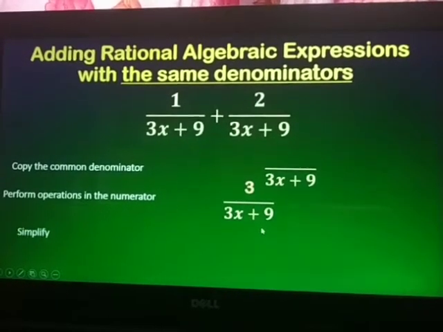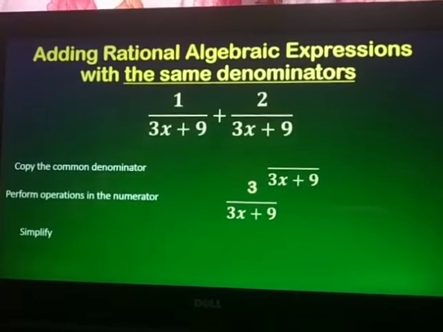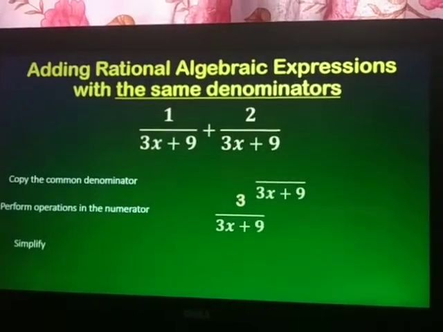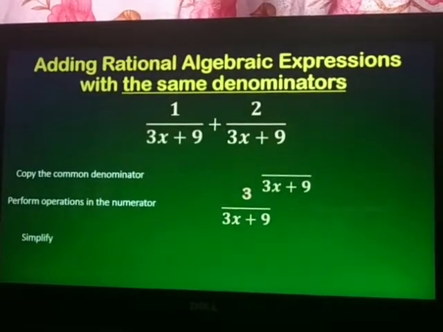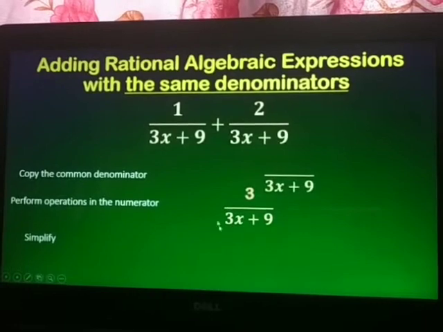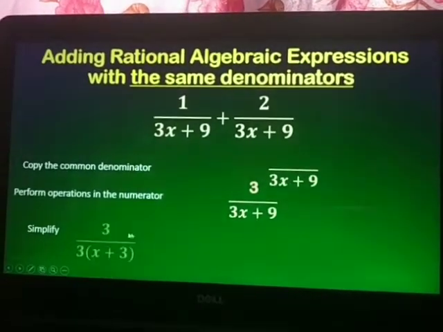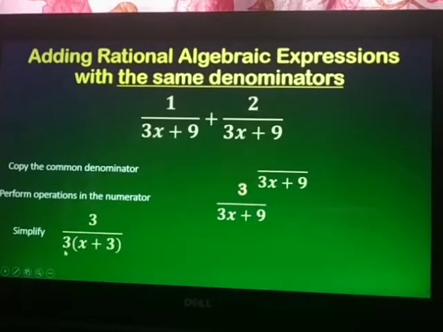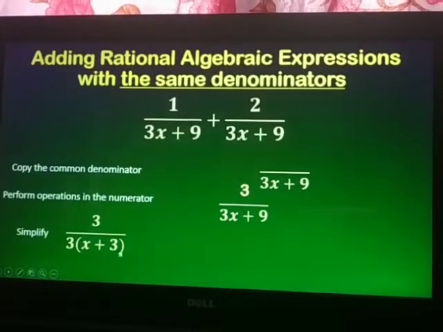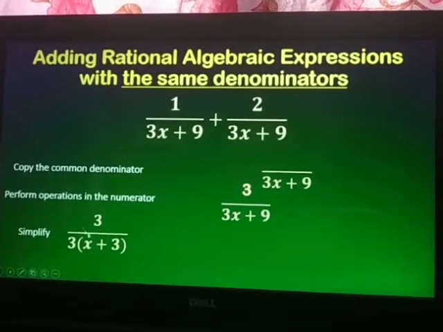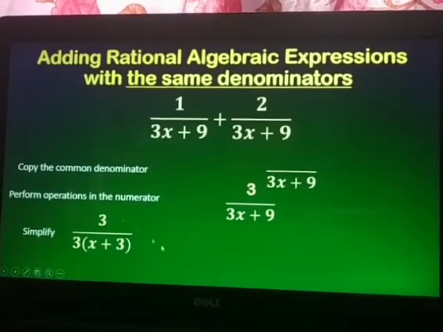And then, the last part is to simplify. Remember, we have discussed simplifying rational algebraic expressions. Always simplify your answer, which means you have to examine your answer to see if it is already in its simplest form or not. In this case, our answer is 3 over 3 times x plus 3. We factored only the denominator because 3 in the numerator is already in its simple form.